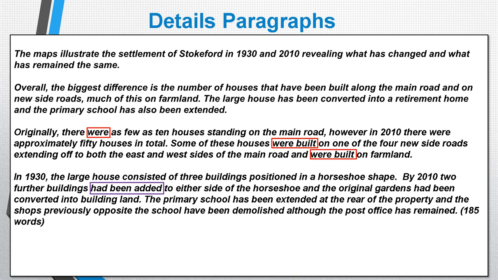Now, you may have noticed there that we've used past perfect tense for two of those sentences, and we've used that because we're actually going back two steps in time. Because we started the sentence with by 2010, well, 2010 is also in the past, and we're describing changes that happened before that. So that's two steps into the past, so we have to use past perfect.